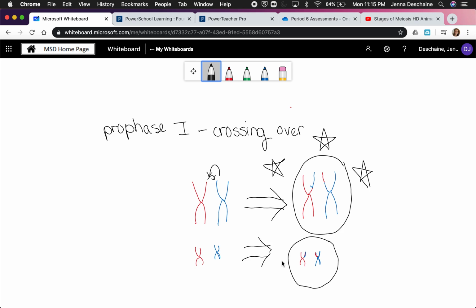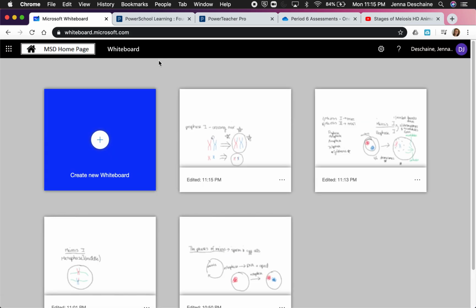So that's another important part of prophase 1, crossing over. Prophase is pretty in-depth, but the rest of the phases of meiosis are pretty simple, okay?